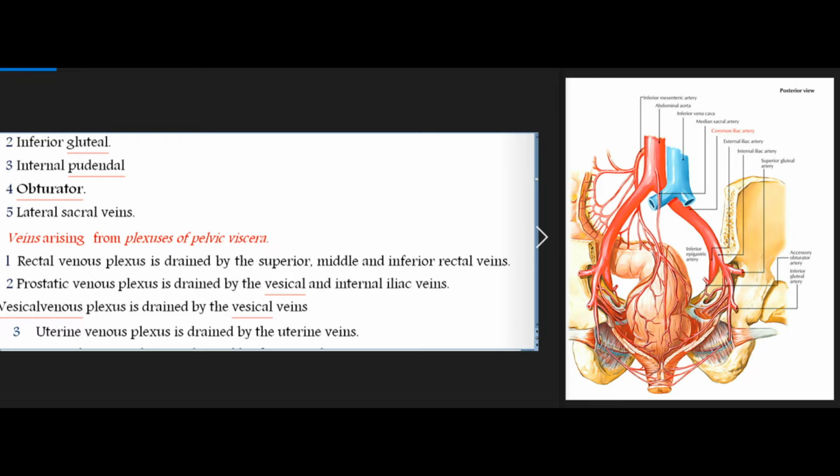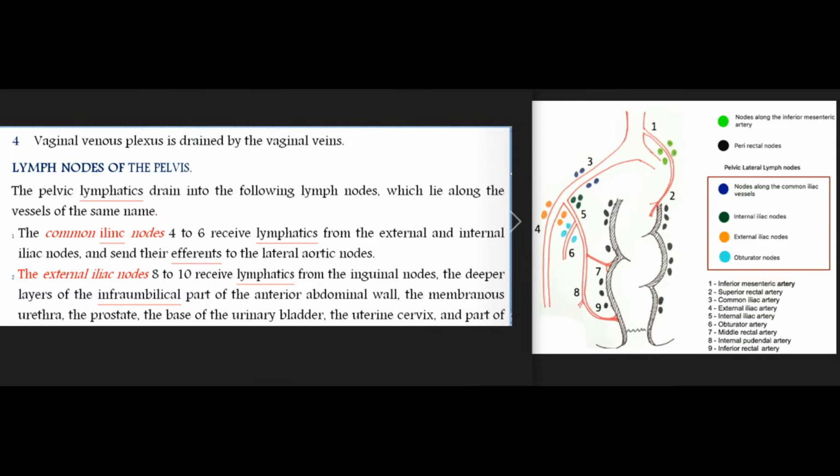Veins arising from plexuses of pelvic viscera. 1. Rectal venous plexus is drained by the superior, middle, and inferior rectal veins. 2. Prostatic venous plexus is drained by the vesical and internal iliac veins. Vesical venous plexus is drained by the vesical veins. 3. Uterine venous plexus is drained by the uterine veins. 4. Vaginal venous plexus is drained by the vaginal veins.